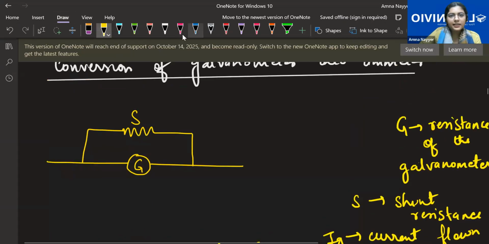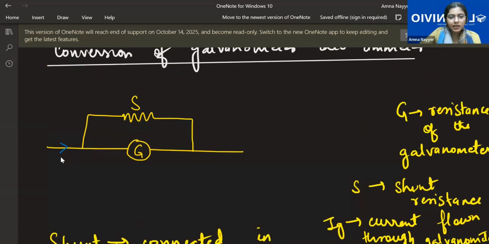Now, let's say some amount of current enters. Let's say I is the main amount of current. But here is a branching. Remember, we studied that in branching the current divides, in a parallel connection of course. Let's say Ig is the amount of current that is coming through this branch. How much will go through the other one? I minus Ig. Very good.